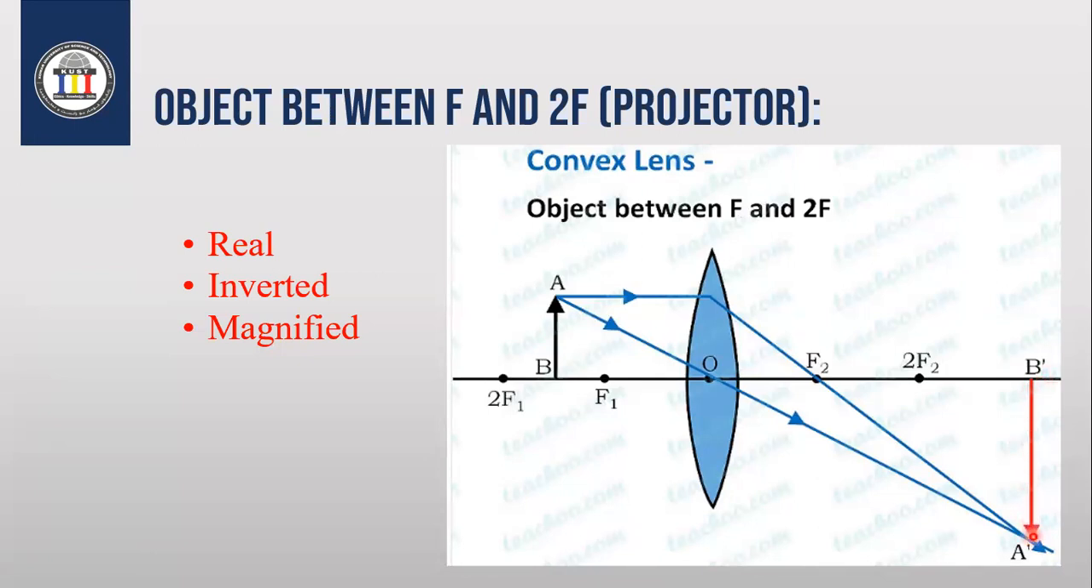The image. Because the object is on that side and the image is on that side, you expect the image to be real. It will be inverted because this one is facing up and this one is facing down. It will be magnified, meaning the object is smaller than the image. So the image is bigger than the object, which we name a projector. That means it will be magnified.